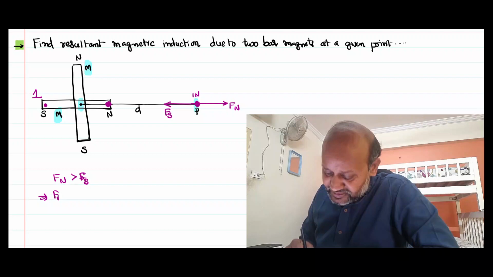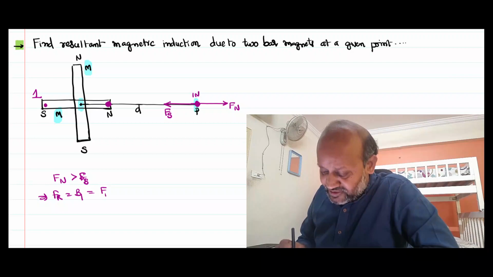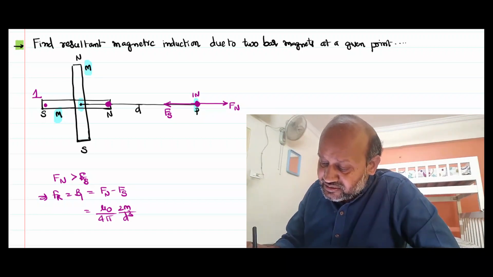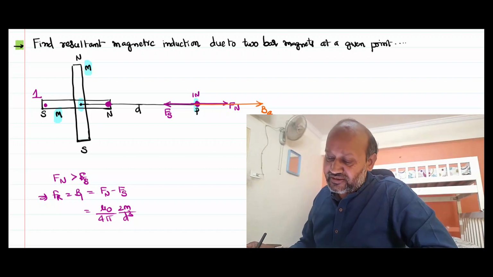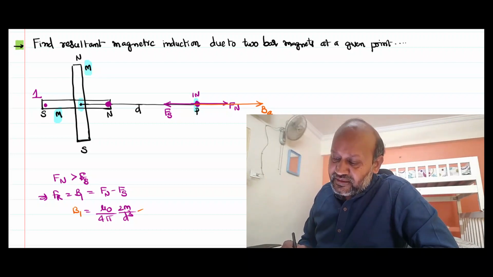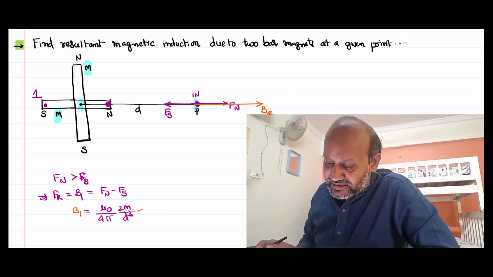That means F resultant, which is called the magnetic induction due to the first magnet, is the difference between these two forces. We have already made the derivation. That's an axial line, so the value is mu naught by 4 pi, 2m by d cube. What's the direction of that? Its direction is along the direction of the north pole because the north pole is dominating. So this is B axial, or you can call it B1. We have already calculated that. Let's think about the second magnet.